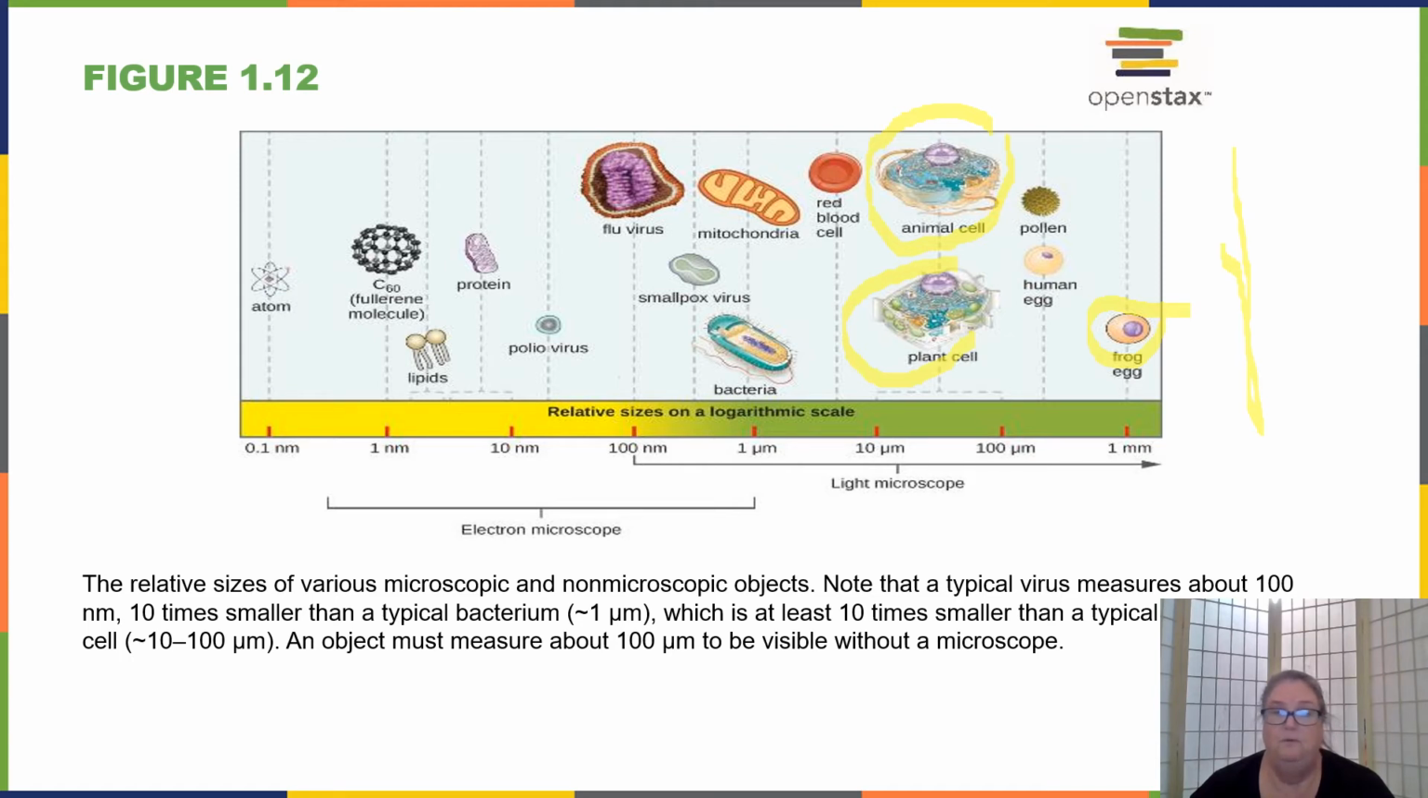So we're right in here, right? Red blood cells don't have all the organelles, so they are a little smaller. They also need to fit through the capillaries easily.